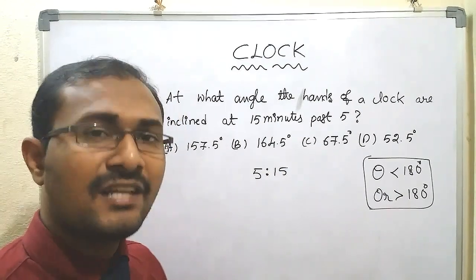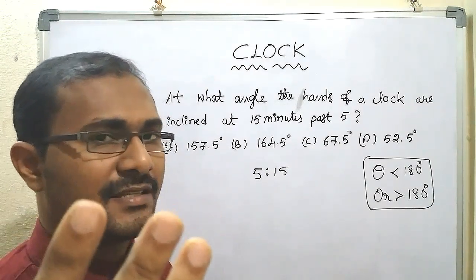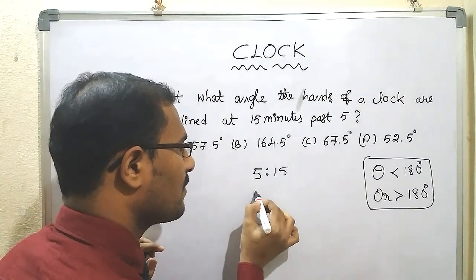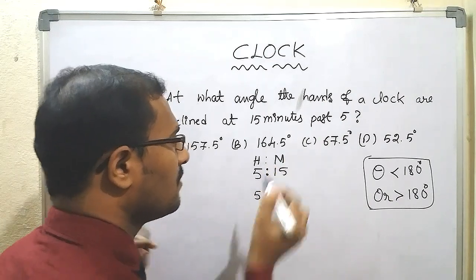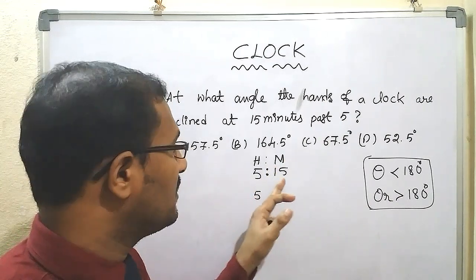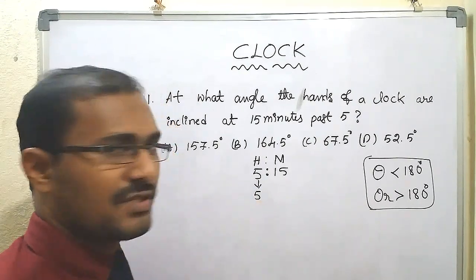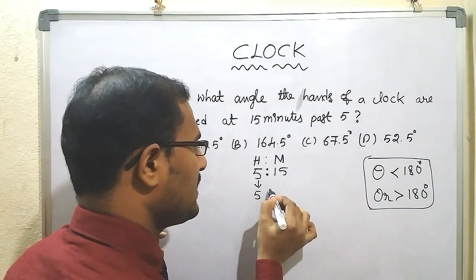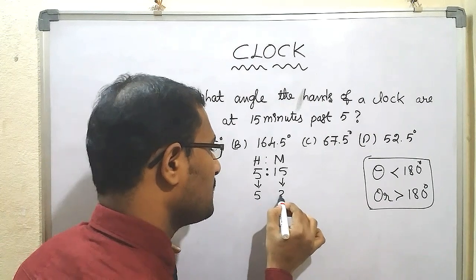In order to apply this shortcut, there are 3 steps. How many steps? 3 steps. Let us remember the first step. First step is to write: 5 is hours and 15 is minutes. Write down this 5 as it is, and then write 15 like 3.